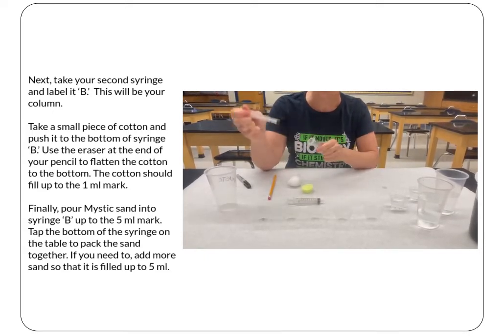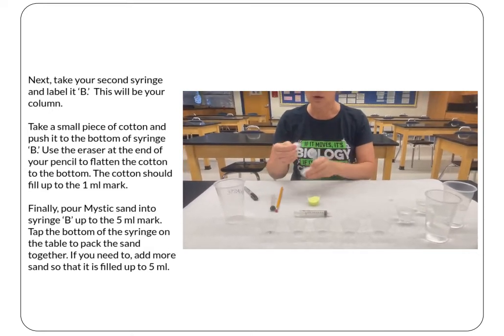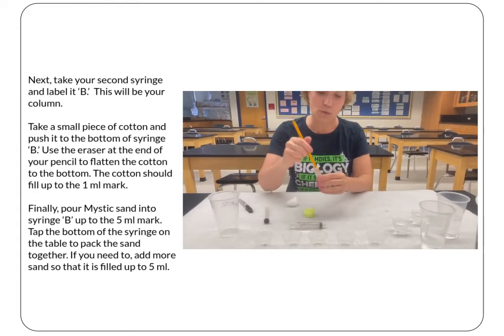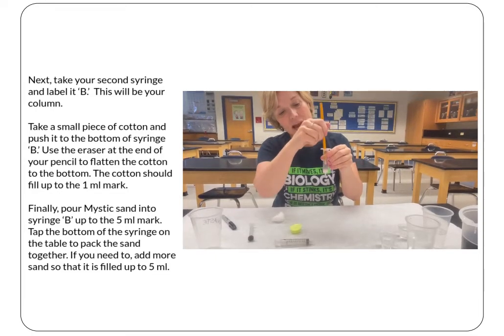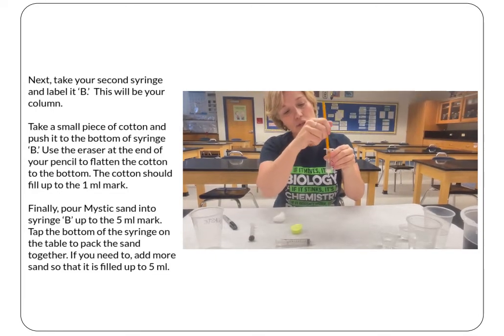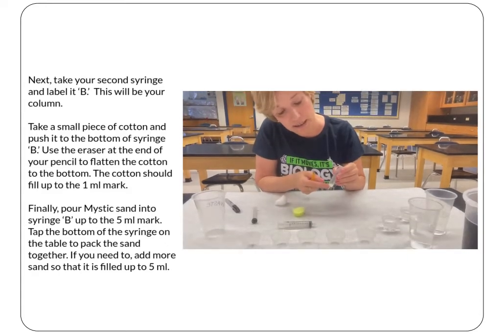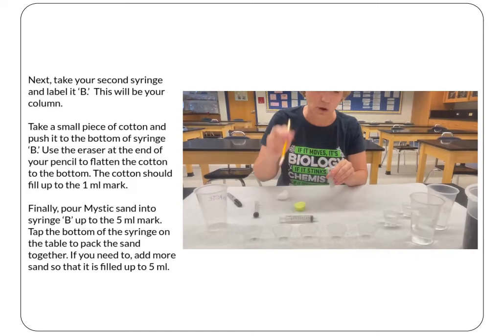Then, once you have that done, you're going to remove the plunger. We're going to take a little bit of the cotton ball, not a whole lot, but enough so that the sand won't fall through. And we're going to use the end of a pencil to tap it down because you don't want the cotton to be more than 1 milliliter in space, okay? Because it really is just there to keep the sand from falling through.